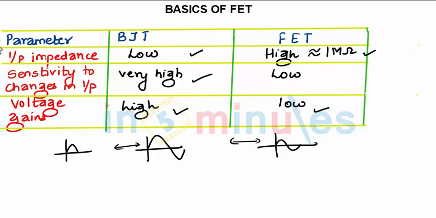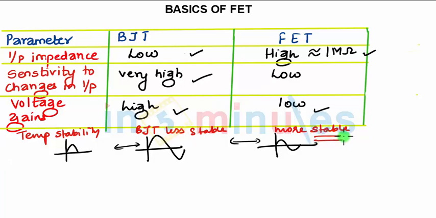One more point: temperature stability. FETs are more temperature stable as compared to BJT. BJTs are less stable, right? We have seen the changes in the Q point in BJT with respect to the change in the temperature, whereas FETs are more stable to the changes in the temperature.